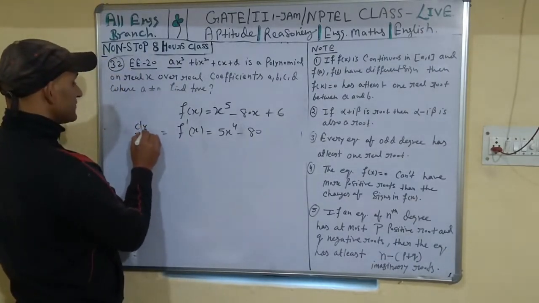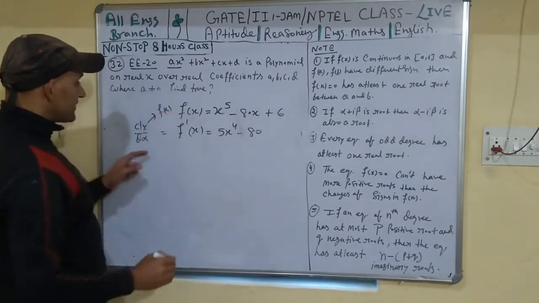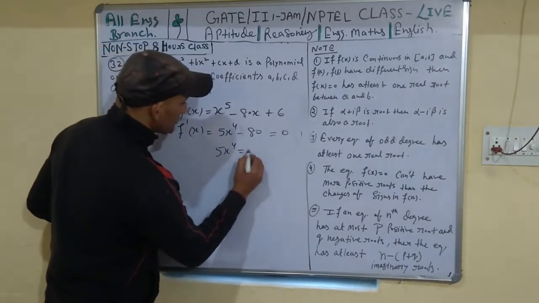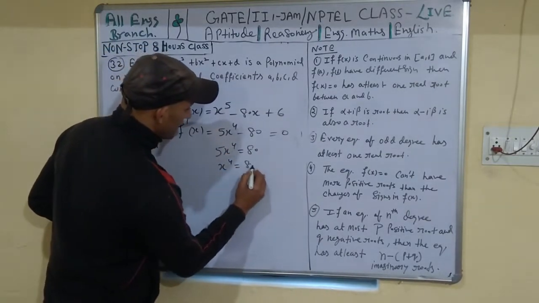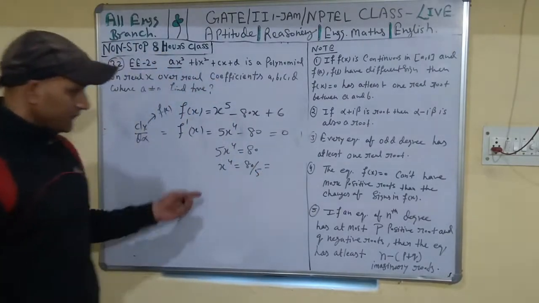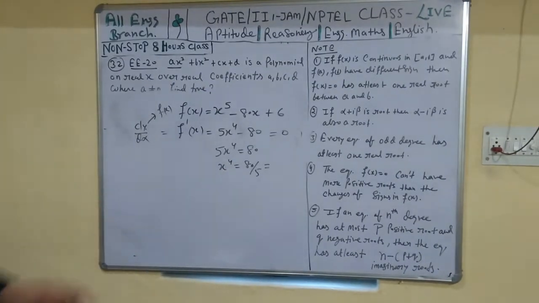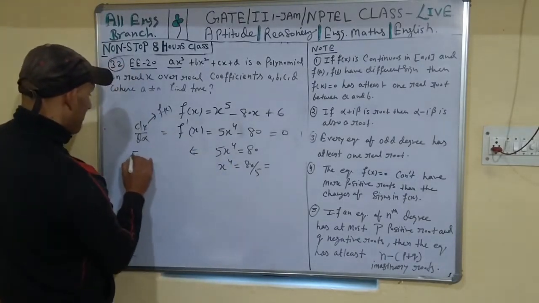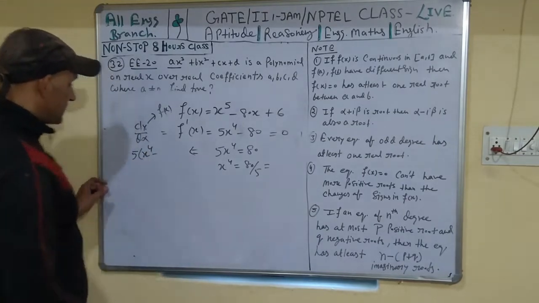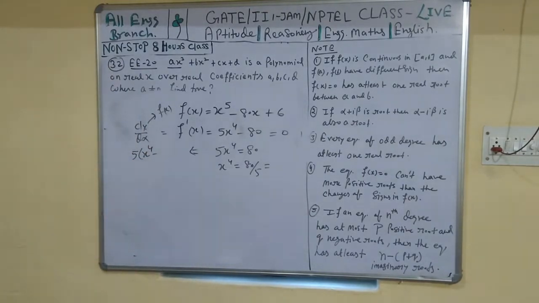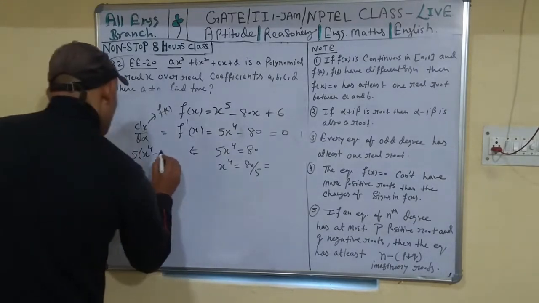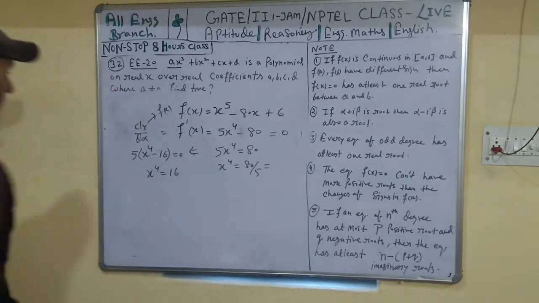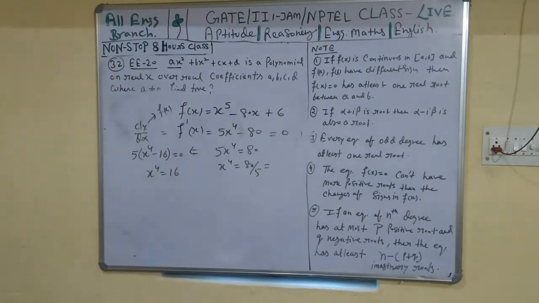If y is a function of x, you differentiate and set it equal to 0. Then 5x to the power 4 is equal to 80. Then x to the power 4 is equal to 80 upon 5. Okay. Then you will get something. Or you can write 5x to the power 4 minus 16 is equal to 0. It implies that x to the power 4 is equal to 16.